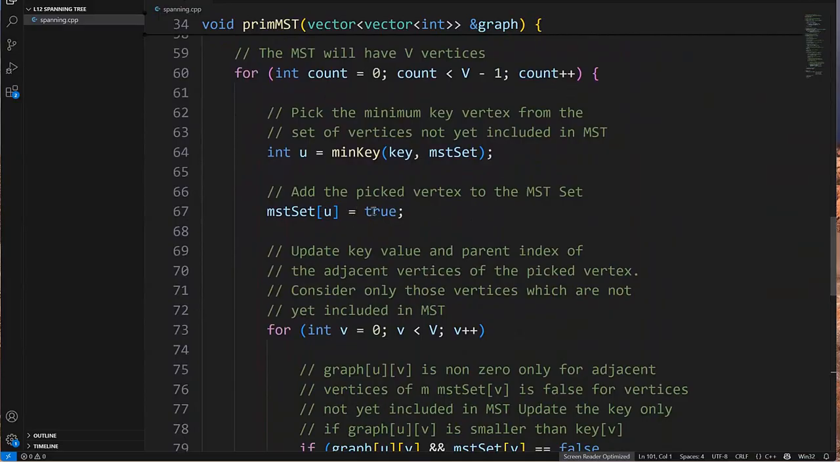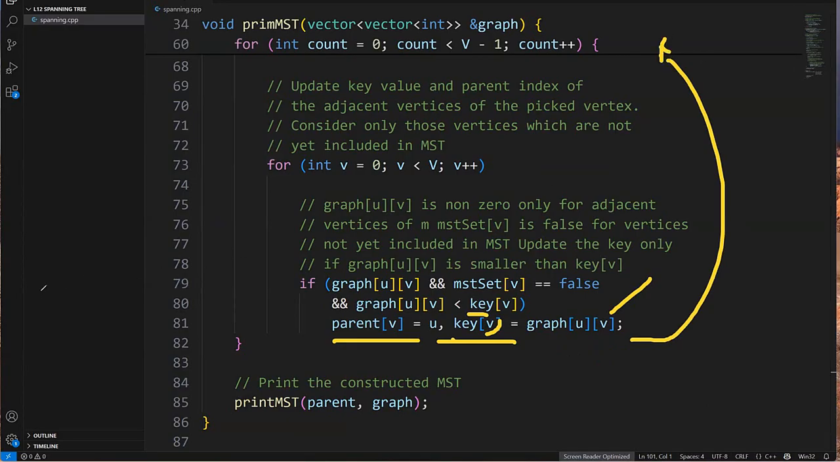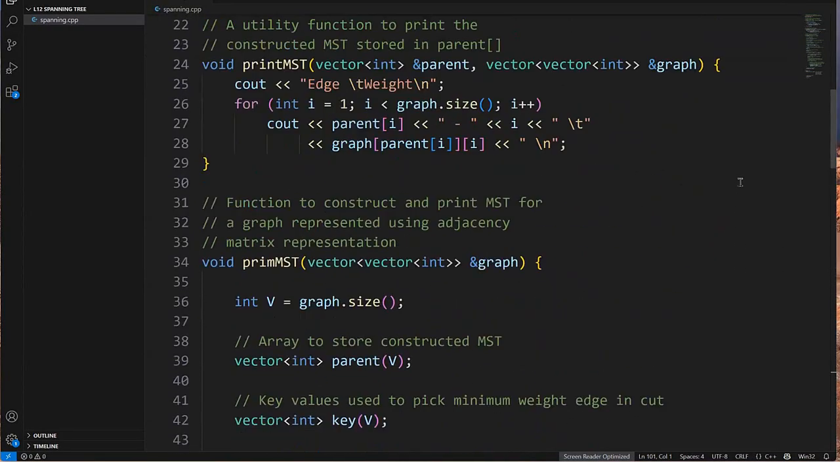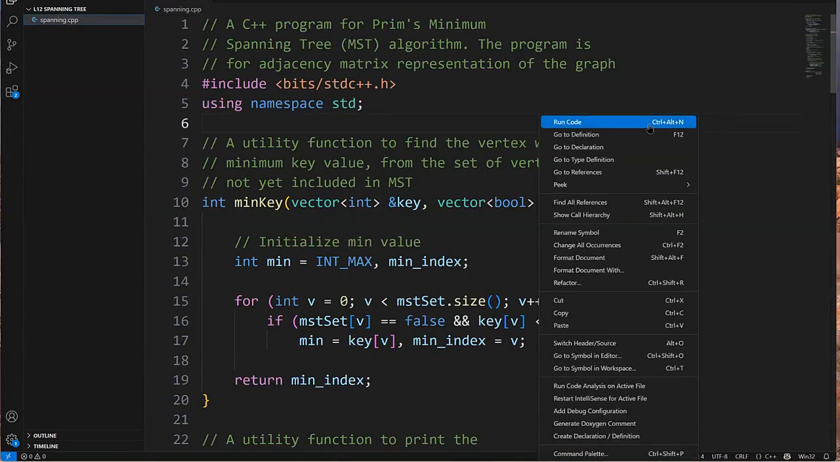So you set the node that you pick to be true. And then you update your key and your parents based on your graph. Update the nodes to find which one has the minimum value that you can go into an edge, and update your key and your graph. Based on this key and graph condition, you go back to do the minimum spanning tree calculation. So this finishes the minimum spanning tree algorithm using Prim's algorithm. Okay.